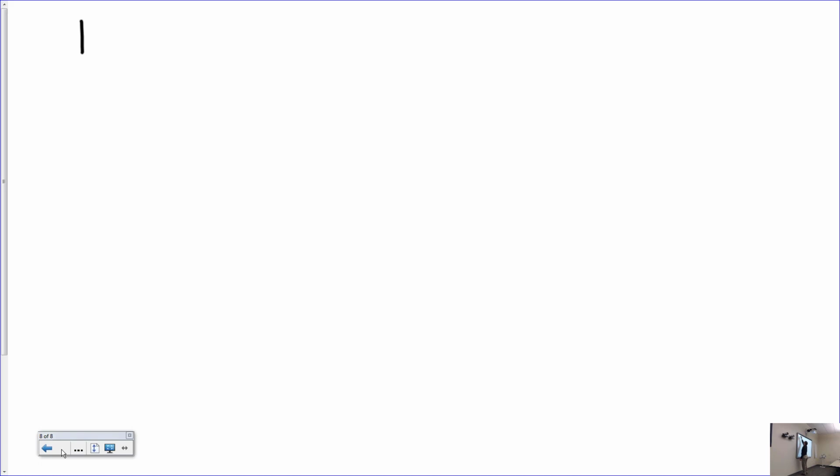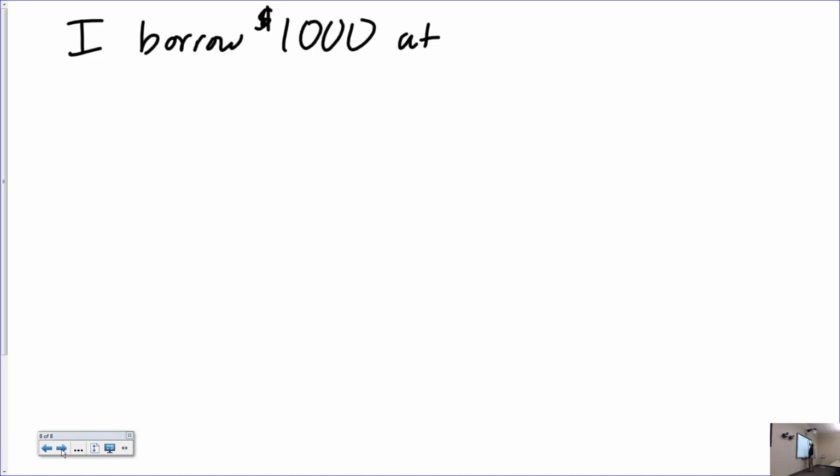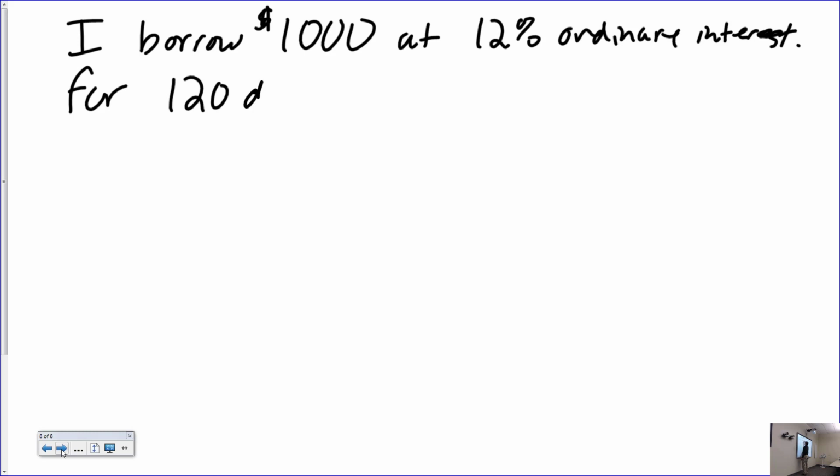So let's suppose that I borrow, let's keep it relatively simple, how about $1,000 at 12% ordinary interest. Well, let's say for 120 days. For whatever reason, let's make it 120 days. So scratch that period at the interest and make it a comma.